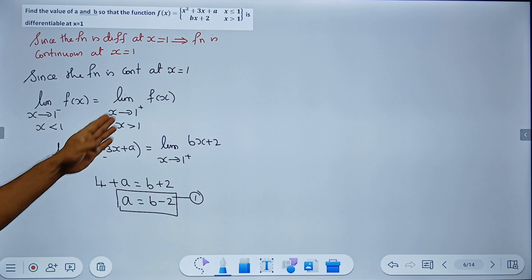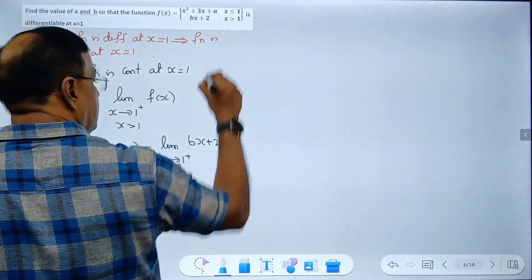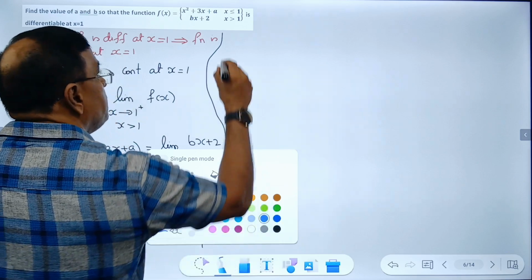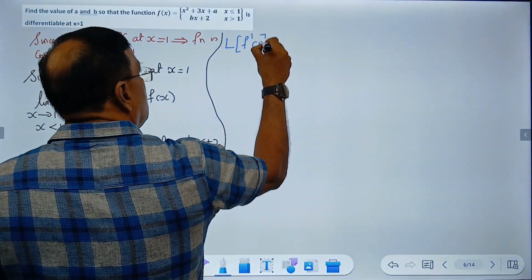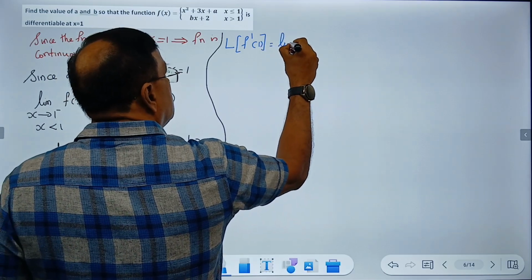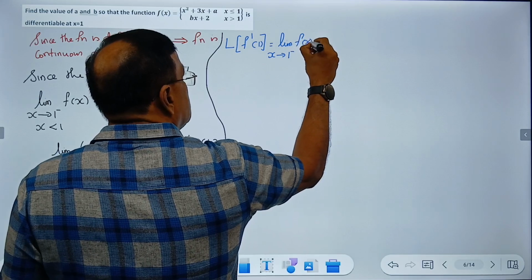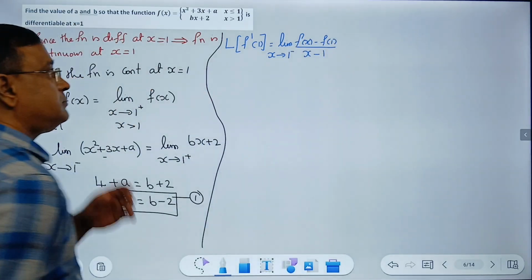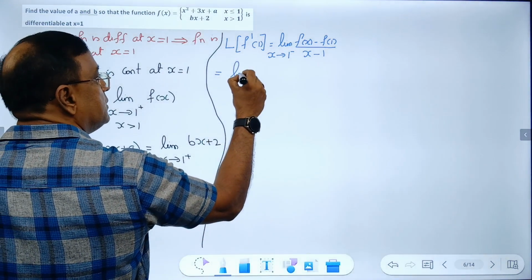Any question? LHL is equal to RHL. Now, he has already said that the function is differentiable. So, let's use the left hand derivative. So, let me just complete this. Left hand derivative at 1. What is that? Limit x approaches 1 minus, f of x minus f of 1 divided by x minus 1.